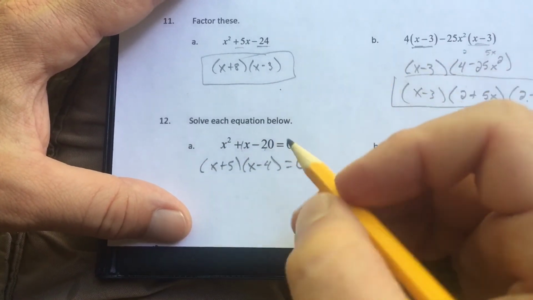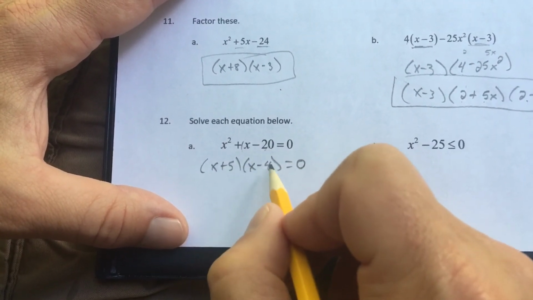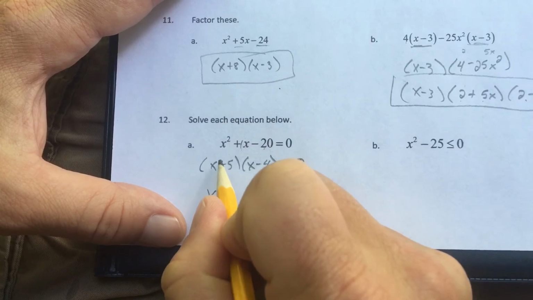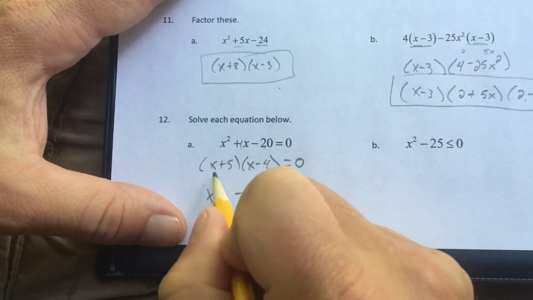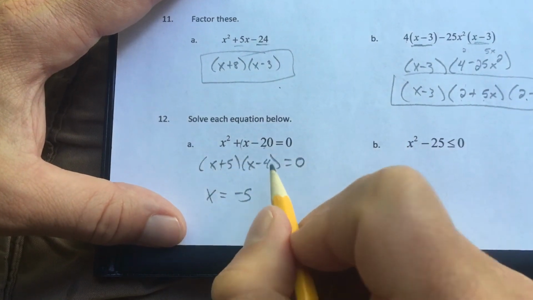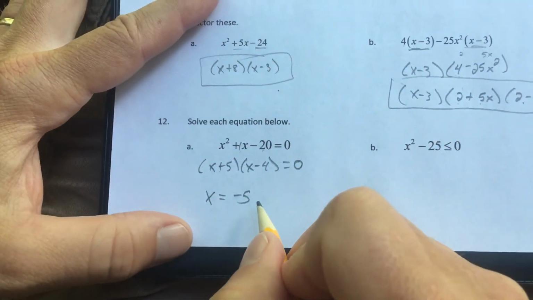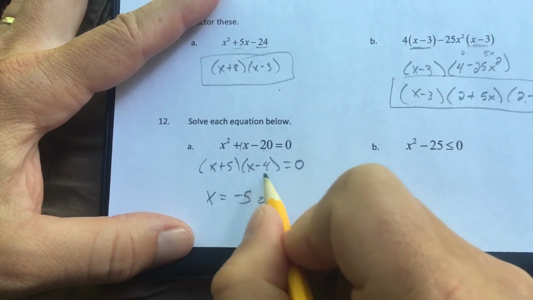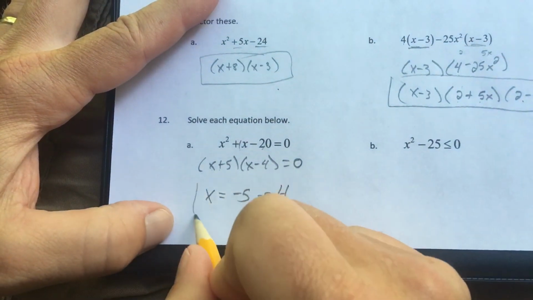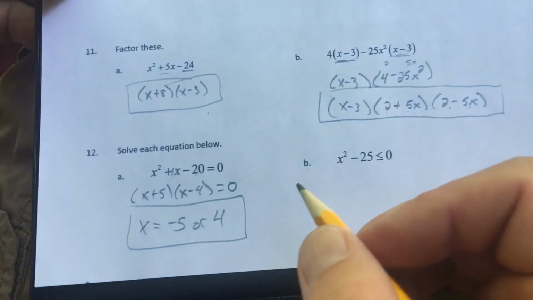And now we're going to go one step further and say, well, what could x equal to make this 0 or this 0? So if x was negative 5, then negative 5 plus 5 would be 0. That would 0 this all out. Or x could equal 4. And that would 0 that part out. Okay, one or the other. And then the same thing here.